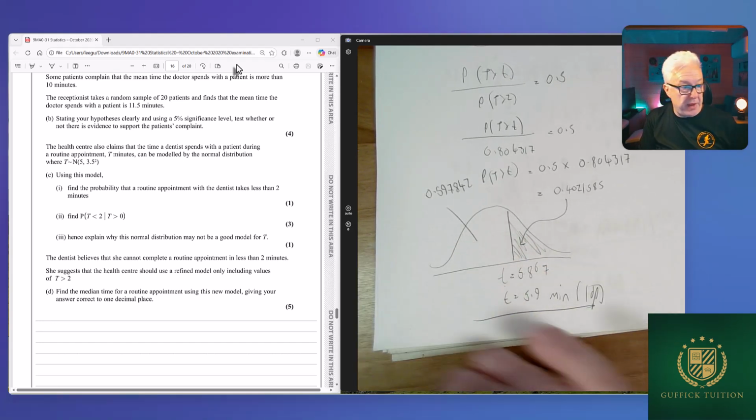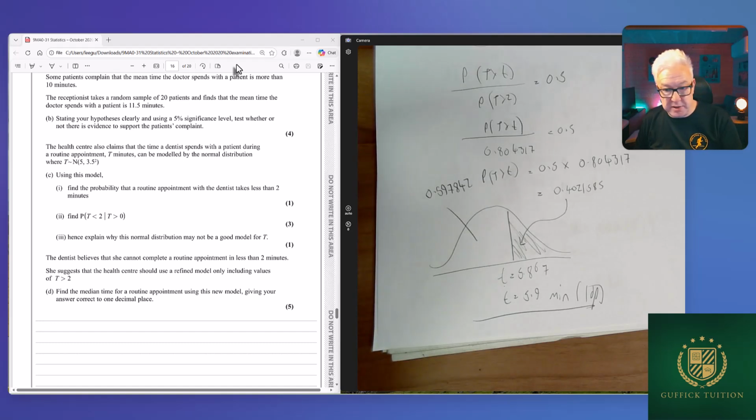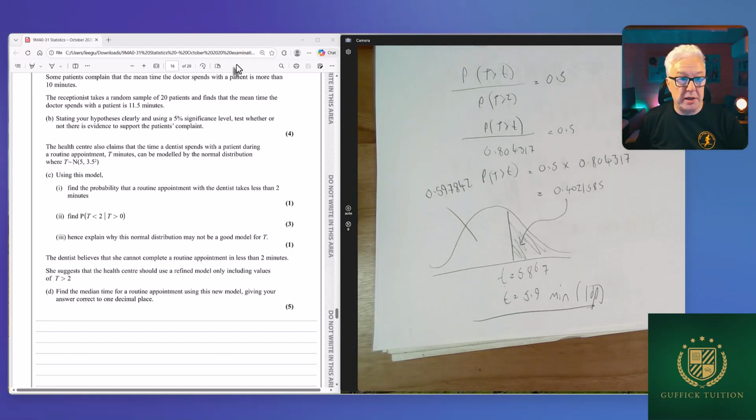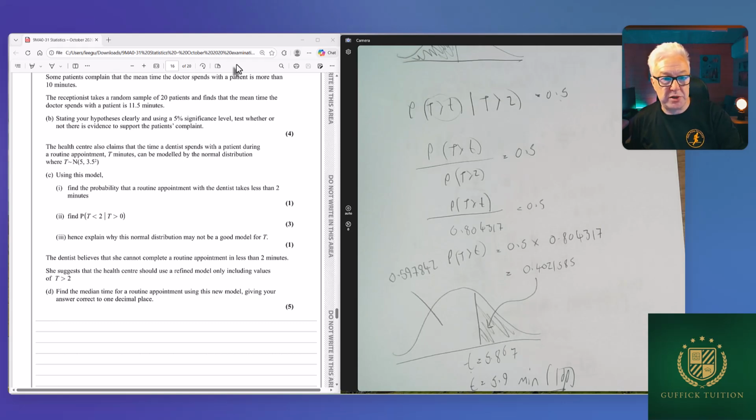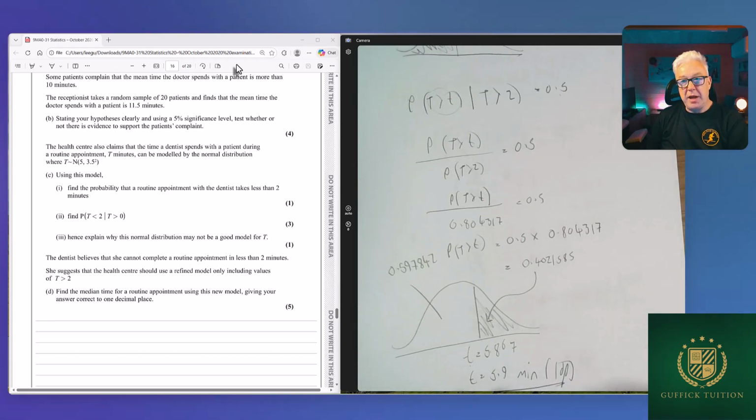Okay. And that is the answer to, it says give the answer to 1 decimal place. So 5.9 is the correct answer there. Wow, what a question. That's a mammoth question, wasn't it? Hard to believe that it's 15 marks. You know, that's really quite something.